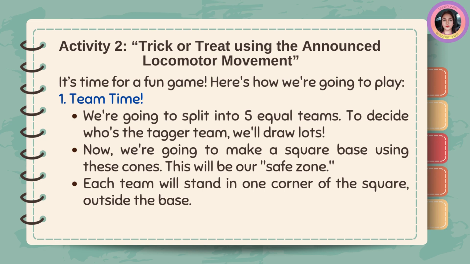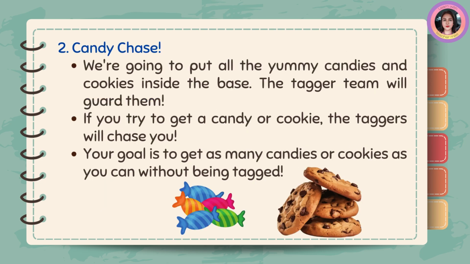Now, we're going to make a square base using these cones. This will be our safe zone. Each team will stand in one corner of the square, outside the base. Number 2, candy chase. We're going to put all the yummy candies and cookies inside the base. The tugger team will guard them. If you try to get a candy or cookie, the tuggers will chase you. Your goal is to get as many candies or cookies as you can without being tagged.